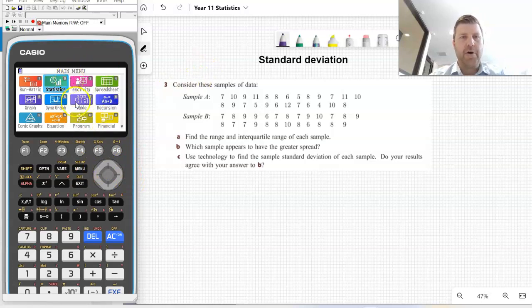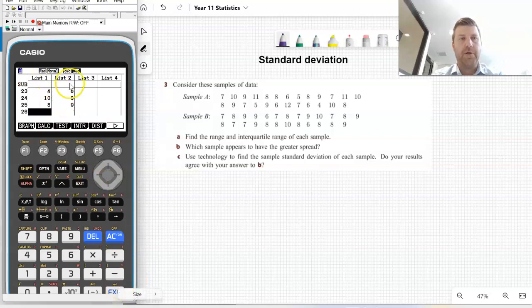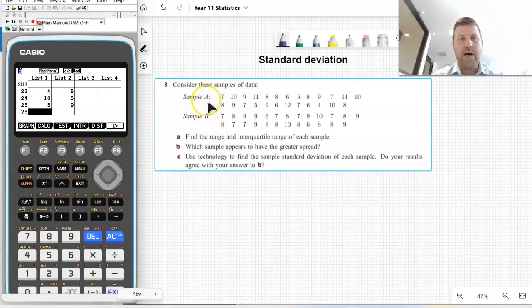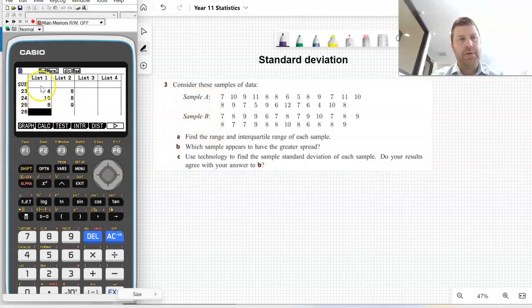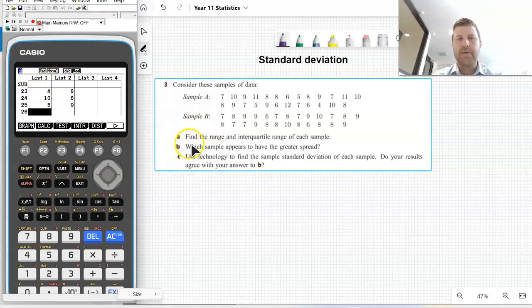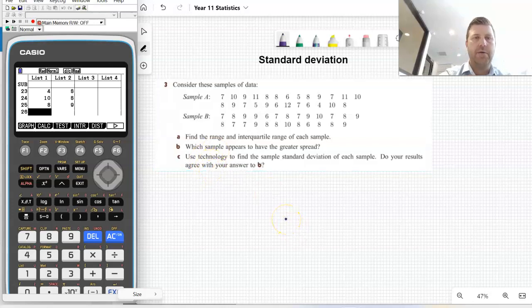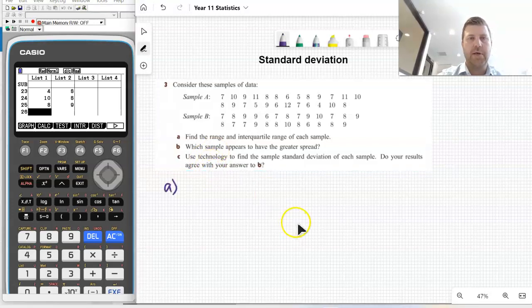Now, for the sake of this video, I've already put the data into that list in the stats function. So if you head into the stats function on the graphics calculator, you'll come up with your list here. I've already put sample A into list 1 and sample B into list 2 there. So I'm going to go ahead and answer these questions, starting with the range and interquartile range, and then getting to the standard deviation question in a minute. So let's start with question A for sample A.